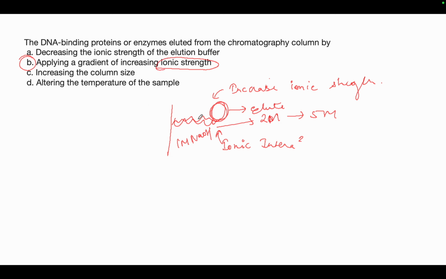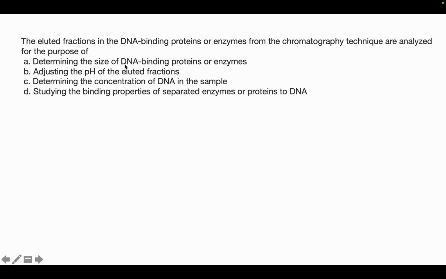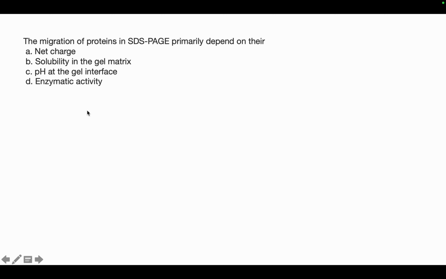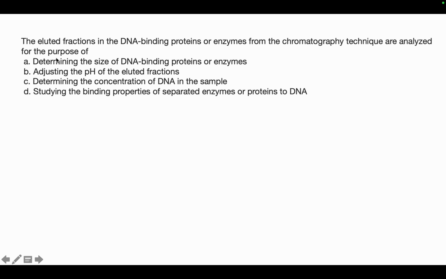the DNA binding proteins. The eluted fractions of DNA binding proteins or enzymes from the chromatographic technique are analyzed for the purpose of studying the binding properties of the separated enzymes. So in order to study the different binding properties, size won't help to tell the size of the protein which is bound to the DNA. That will be checked after doing electrophoresis.